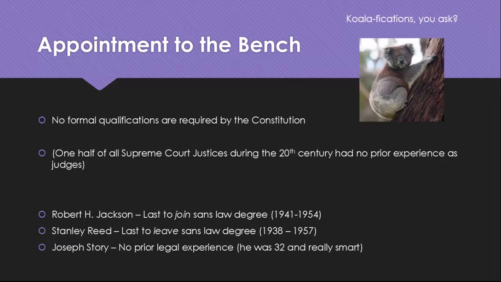So let's move a little forward. A couple other things about the Supreme Court is there are actually no formal qualifications required by the Constitution to sit on the Supreme Court.